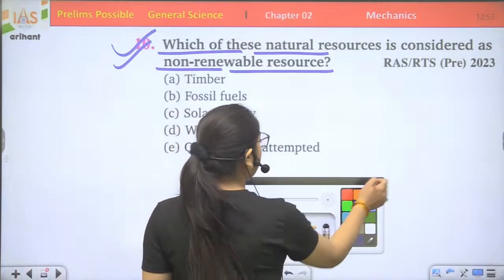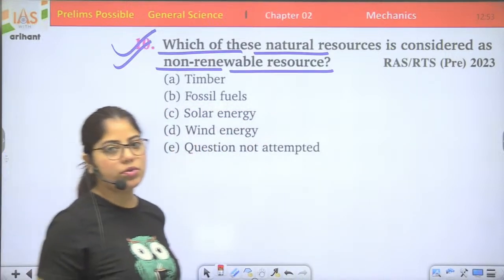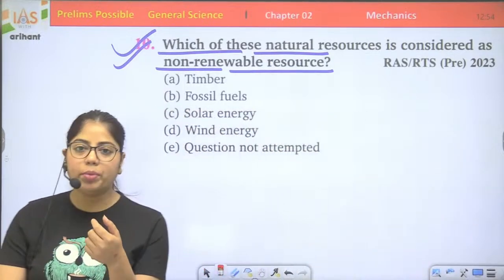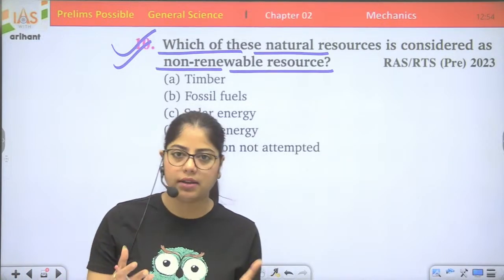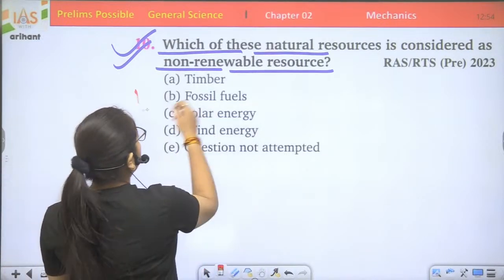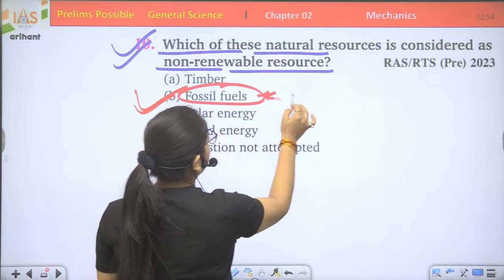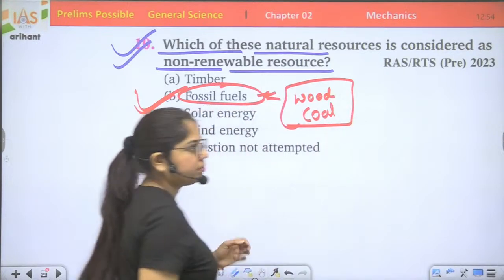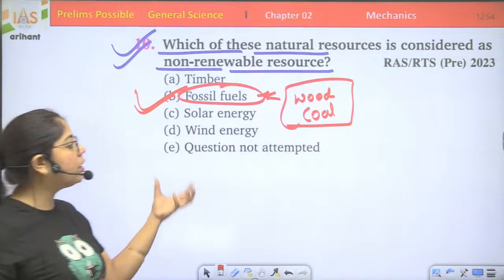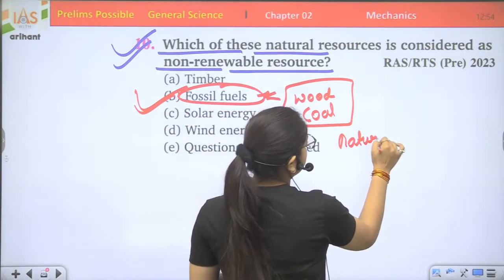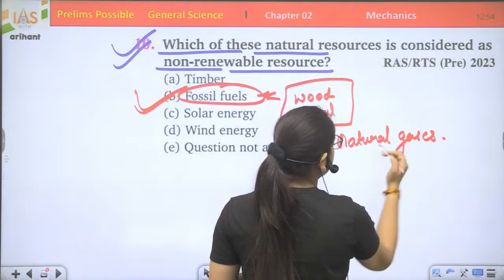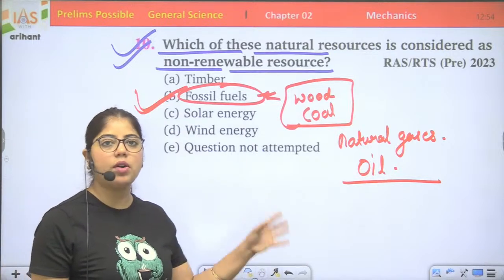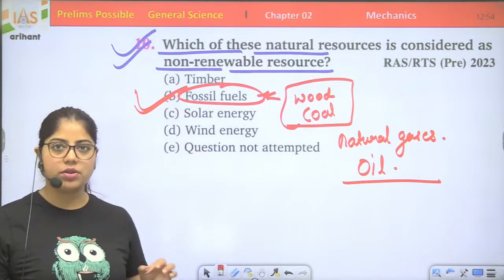Okay. In the question they asked about non-renewable resources. Non-renewable resources are those resources which do not get renewed. We cannot make them again and again, like our fossil fuels. Option number B, fossil fuels, like wood, coal. Clear? Wood, coal, natural gases, also oil. All these are examples of conventional resources and also examples of non-renewable resources.